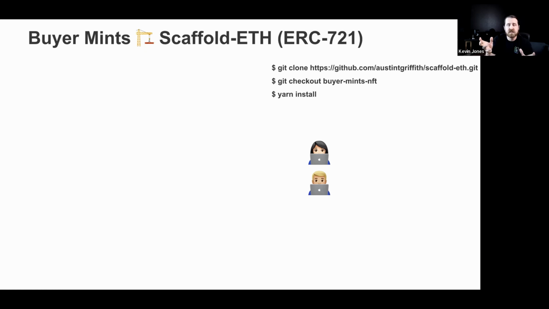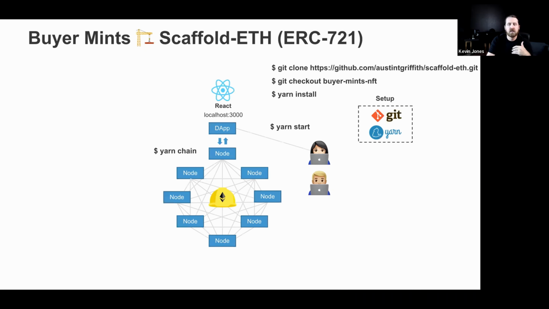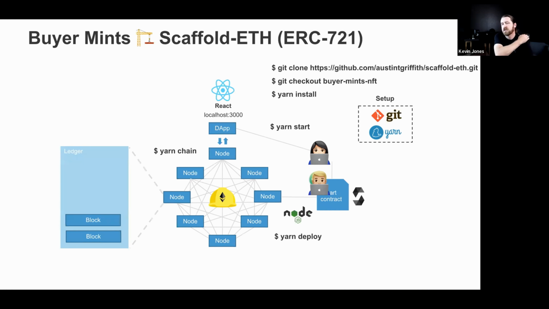So the only difference is that we're going to clone down the repository and we're going to check out a new branch. And I'm going to show you what the branches are and why they're important. But there are all sorts of examples on different things, and one of them is what I'm going to show today. Same process after that: yarn install, yarn chain, yarn start, yarn deploy, and then everything's good to go. So it's just this one extra step where you're checking out this special repository.